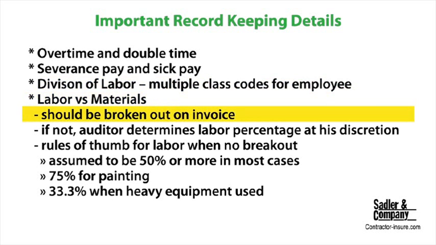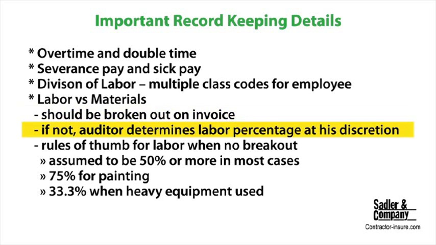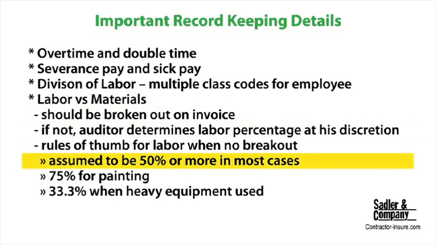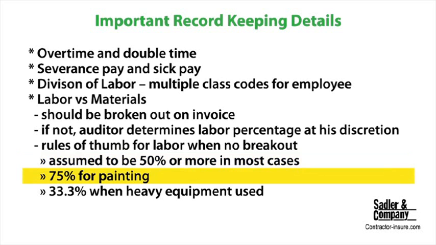If the original invoice did not include this breakout, you should ask your sub to recreate the invoice to show the breakout. If you can't get your sub to do this, your auditor can estimate the percentage breakout at his discretion. Many auditors follow rules of thumb and will generally allocate 50% or more to labor in most cases. For example, in the case of a painting sub that supplies the paint, many auditors will assume that 75% of the total cost should be allocated to labor, since the paint is relatively inexpensive.